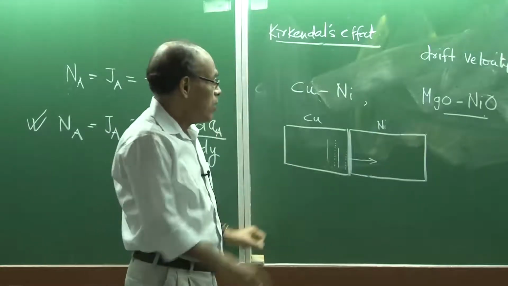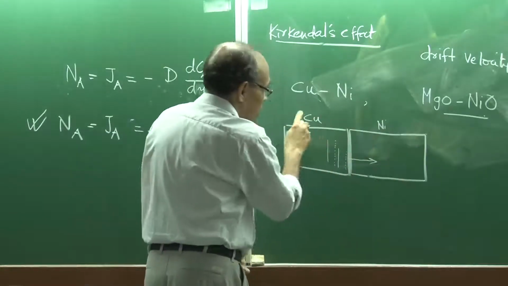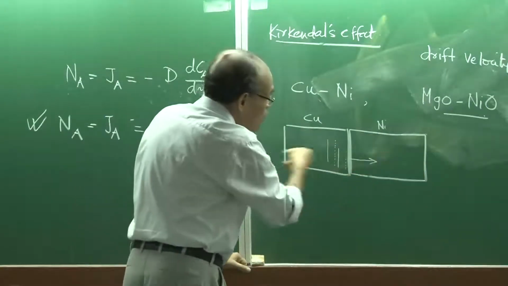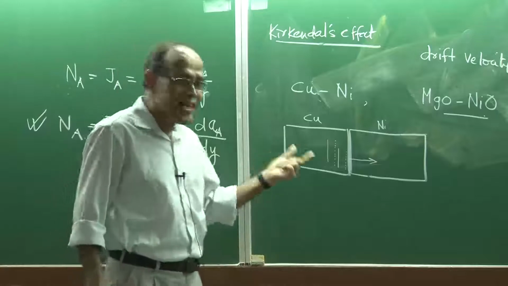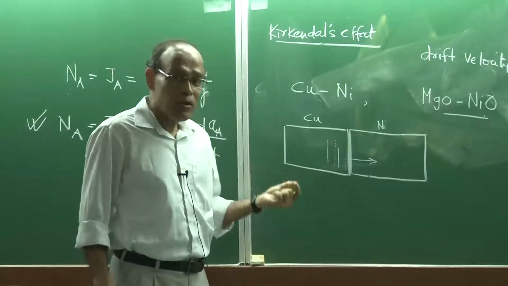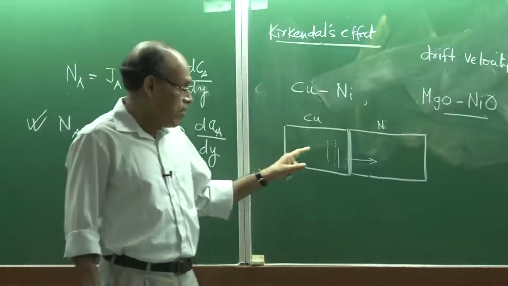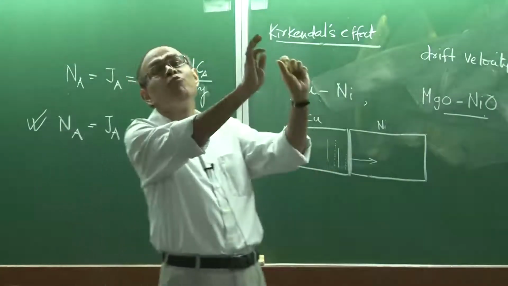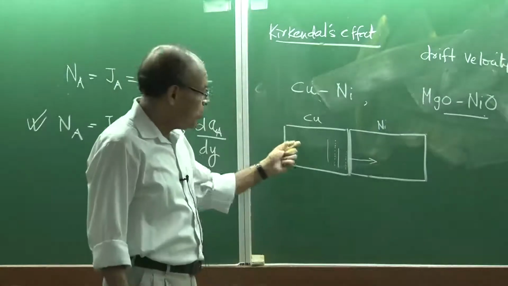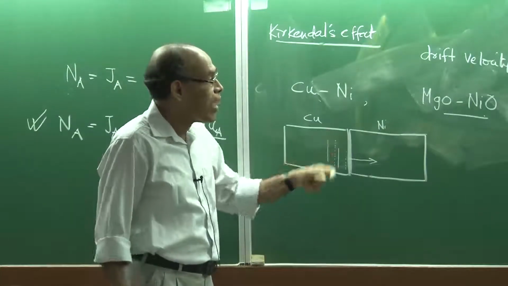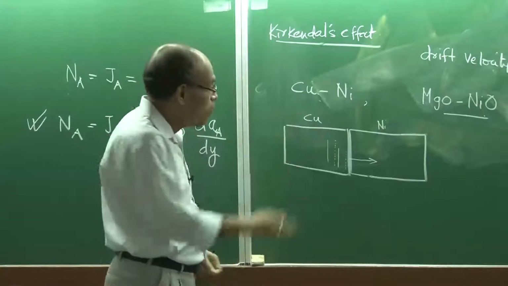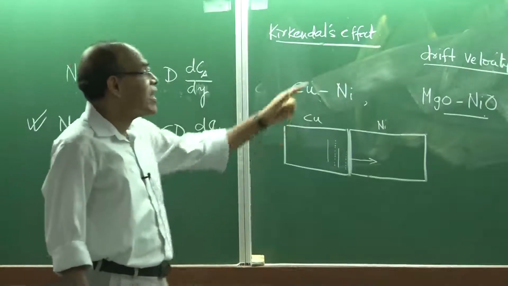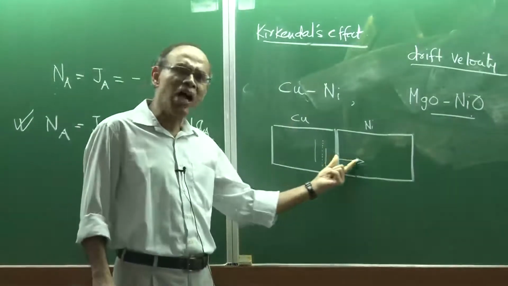And if I would have had copper on this side and nickel on this side, the same markers would have moved in the reverse direction, which essentially tells us that, rather than diffusions on top of diffusions, there is a mass movement of the atoms from left to the right. That mass movement from left to right has been termed as drift velocity, and that happens when you have a large difference.